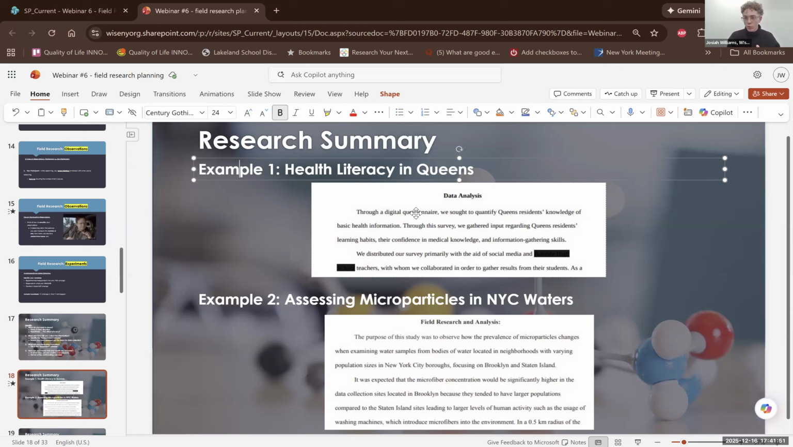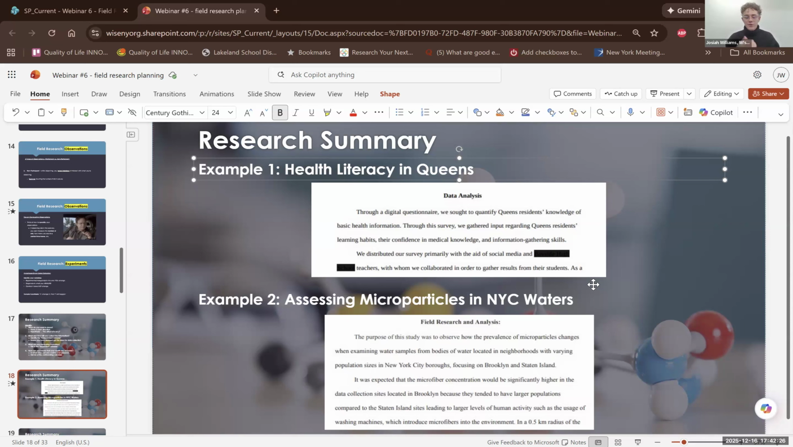So we have what and why. What are we doing? A questionnaire. Why are we doing it? To quantify their knowledge. Through the survey, we gathered input regarding Queens residents' learning habits, their confidence in medical knowledge, and information gathering skills. So now we're getting more specific, looking at the survey questions. They're doing a great job of explaining exactly what they did. We distributed our survey primarily with the aid of social media and teachers with whom we collaborated in order to gather results from their students.